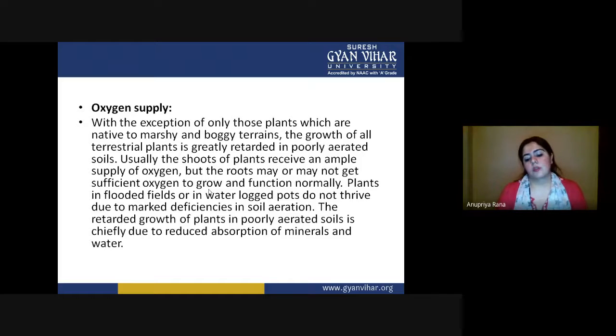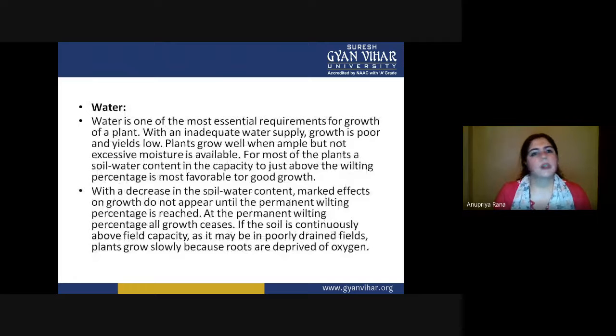Oxygen supply, that is also very important. Plants are living things, and all living things need oxygen for their normal growth. Every part of the plant, maybe they provide us oxygen as a byproduct, but they also need oxygen for their respiration process. Water, we all know how important water is. Without water, we cannot do anything. An adequate amount of water supply is very important for the plant to carry out all its functions.